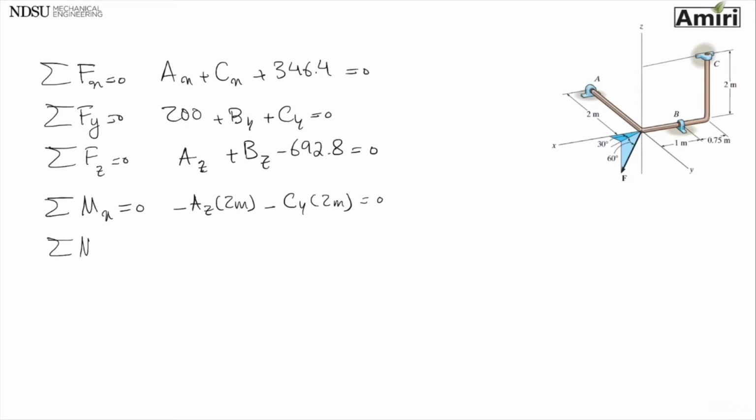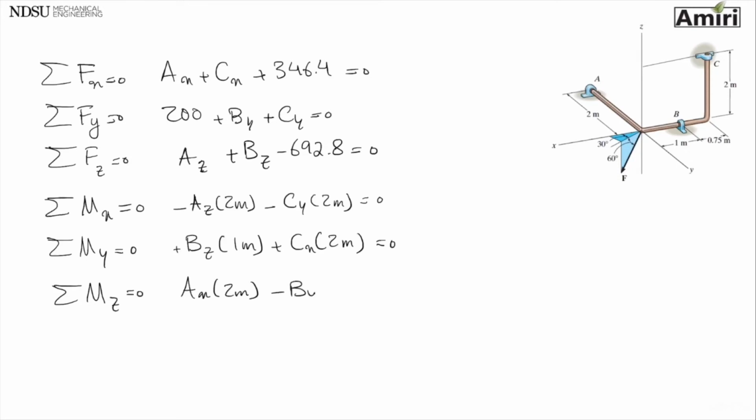Summation of moment about Y: plus B sub Z 1 meters plus C sub X 2 meters equals 0. Summation of moment about axis Z is 0: AX 2 meters minus BY 1 meters minus CY 1.75 meters, that will be 0.